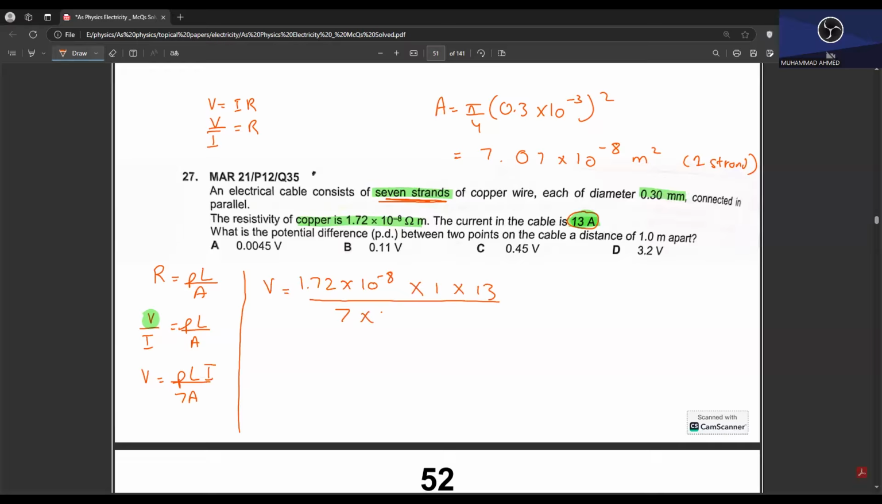Area is what? 7.07 into 10 raised to the power of minus 8. Your voltage comes out to be 0.45 volts. C should be your answer, and C is your answer in the marking scheme as well.